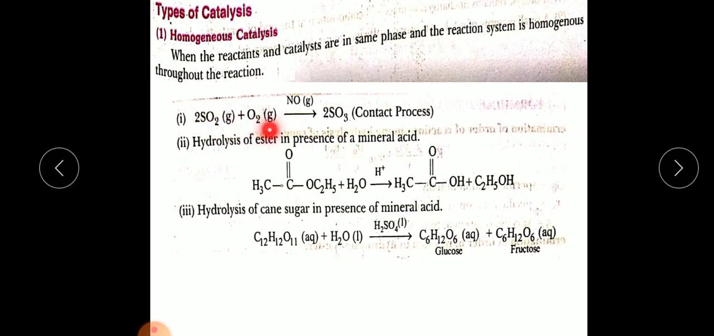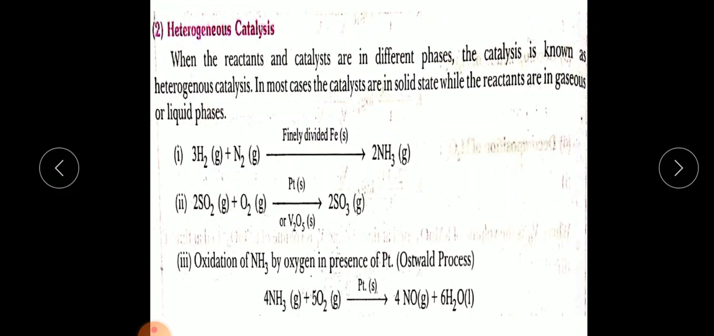Example, sulfur dioxide when treated with oxygen in the presence of nitric oxide, which is a catalyst, forms sulfur trioxide. In this process we can see that the reactants and the catalyst are in the same state, that is gases. So such a kind we can call a homogeneous catalyst. Similarly, hydrolysis of ester in the presence of mineral acid. This is an ester; when you treat it with water, which is liquid, and mineral acid, which is also liquid, it forms acid and alcohol. Similarly, hydrolysis of cane sugar in the presence of mineral acid. So homogeneous catalyst means the reactants and the catalyst are in the same phase.